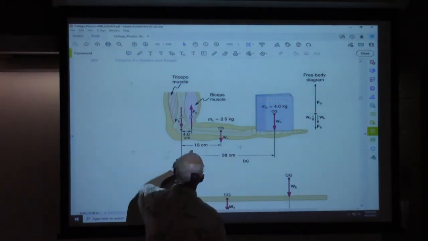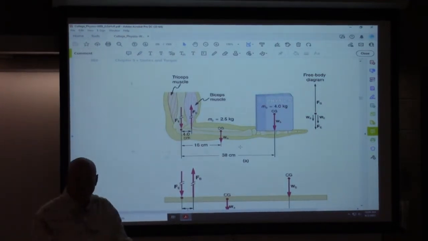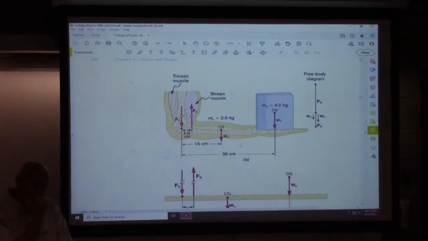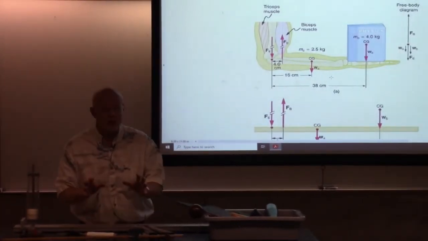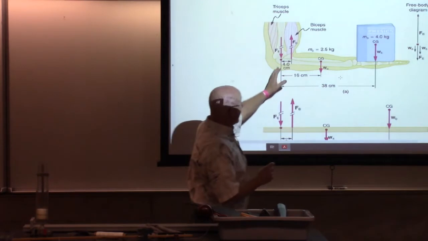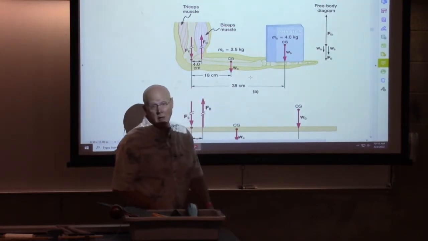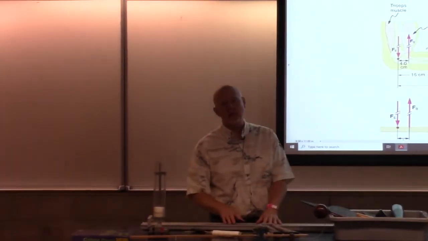Do you see how the bicep muscle is connected a short distance away from the pivot? And it's only 4 centimeters. Because of that, to get a significant amount of torque around your elbow joint, the force from your bicep muscle needs to be huge, because it has to make up for the fact that a textbook is 38 centimeters out on your arm. And you're going to get a lot of torque just because the distance of the textbook is so much.